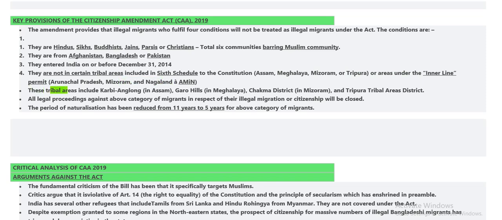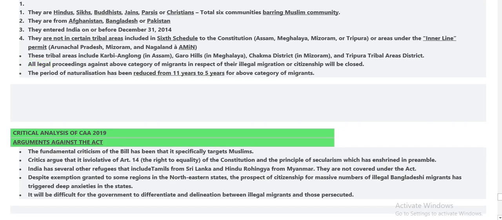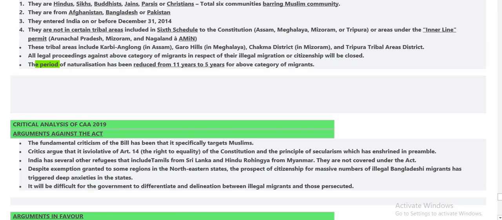They are not in certain tribal areas included in 6th Schedule to the Constitution, Assam, Meghalaya, Mizoram, or Tripura, or areas under the Inner Line Permit, Arunachal Pradesh, Mizoram, and Nagaland. These tribal areas include Karbi Anglong, in Assam, Garo Hills, in Meghalaya, Chakma District, in Mizoram, and Tripura Tribal Areas District.